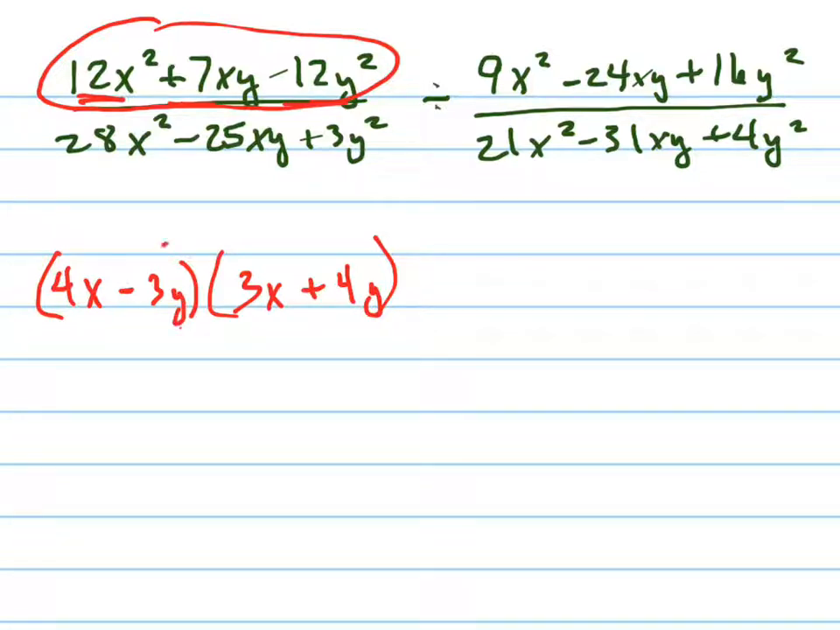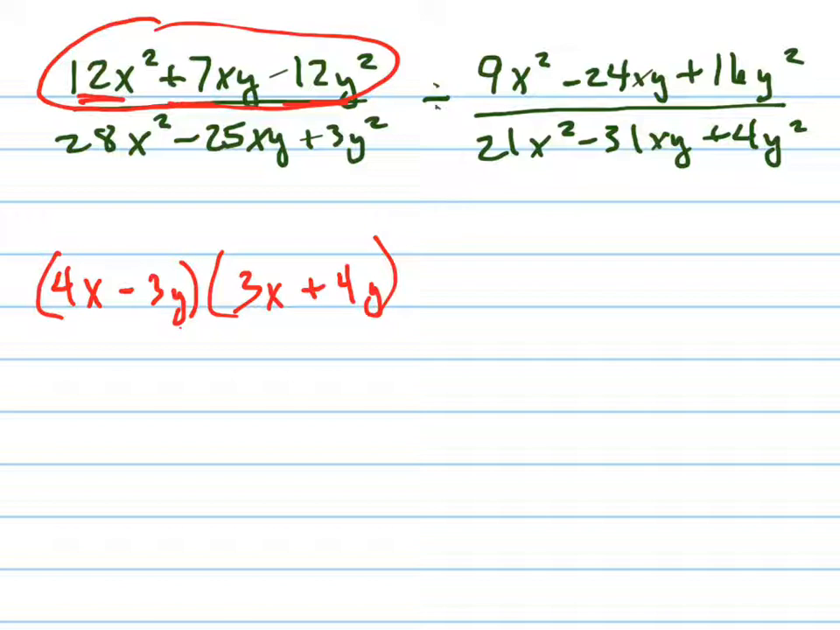Let's see if that worked. This becomes negative 9, and that becomes positive 16. And look at that, I happen to be right, because 16xy minus 9xy is 7xy. So that's how that factors. Now let's try the other ones. You go ahead and pause the video and try it yourself.